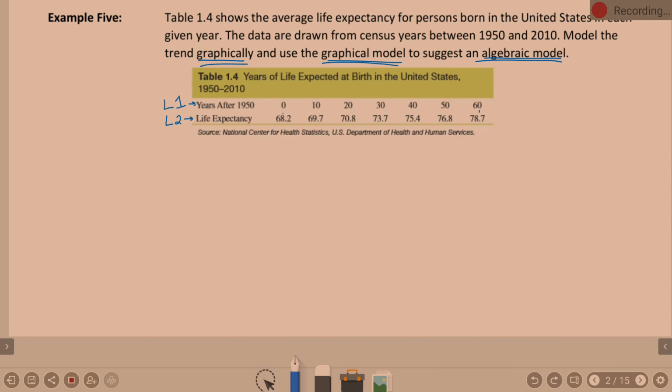So, x min 0, x max 65. I don't usually touch x scale. Y min, I put 65 because my lowest value is 68.2. Y max, I put 80 because my highest value is 78.7. I don't touch any of the rest of that stuff. I let it do its own thing. Now what happens when you graph it?